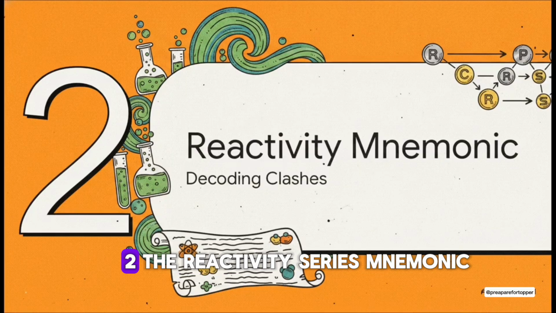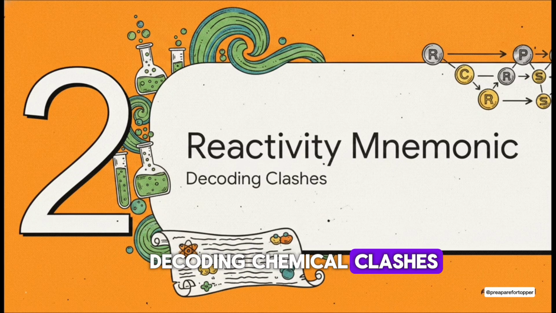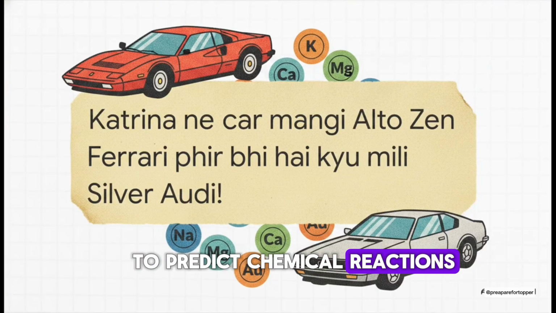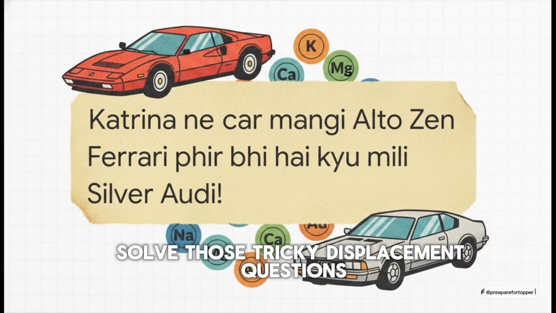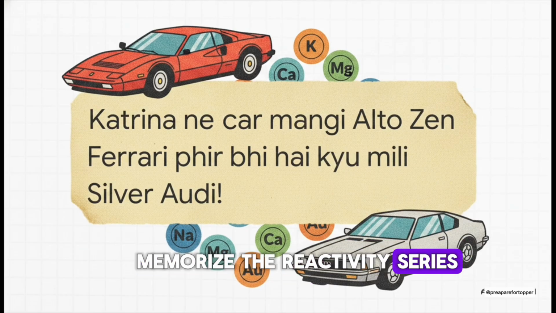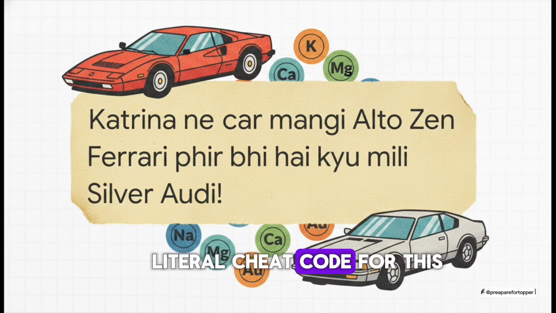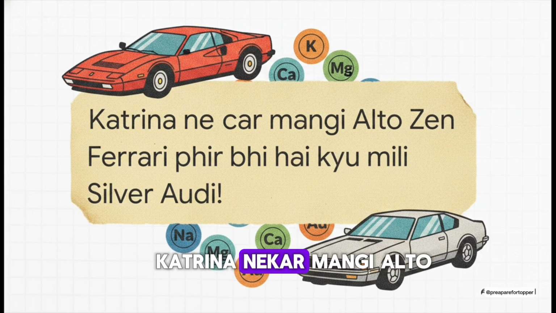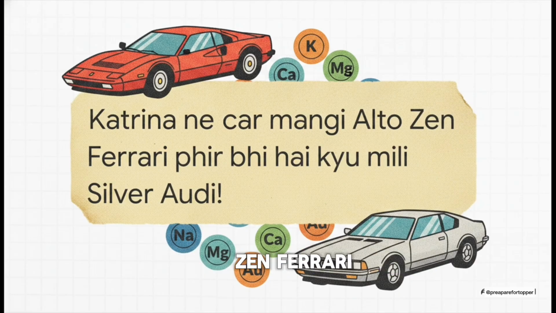Moving on to Section 2, the reactivity series mnemonic, decoding chemical clashes. To predict chemical reactions and effortlessly solve those tricky displacement questions, you absolutely have to memorize the reactivity series. And we have a literal cheat code for this. Katrina ne car mangi alto zen Ferrari per bihe q milli silver Audi.